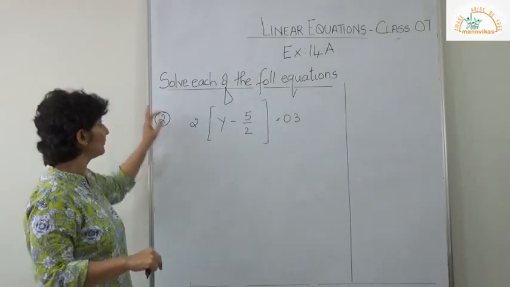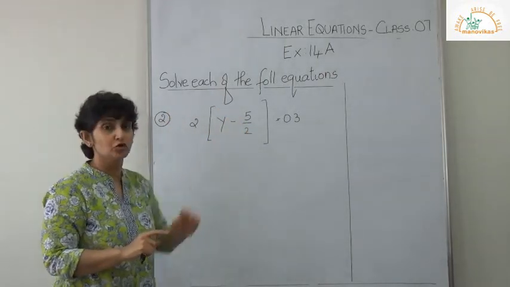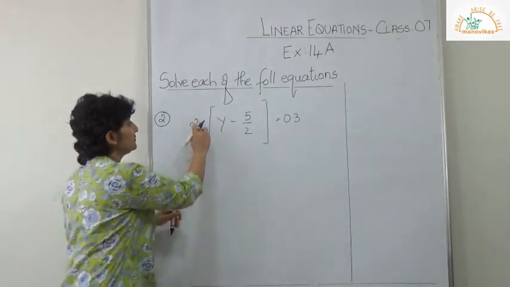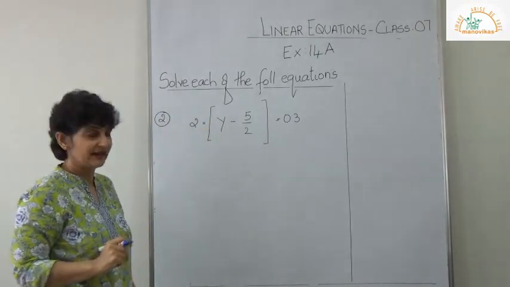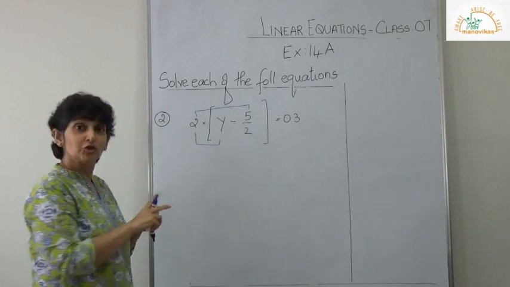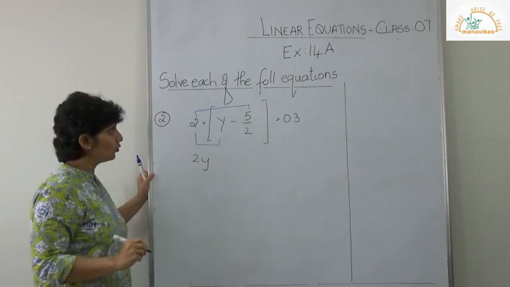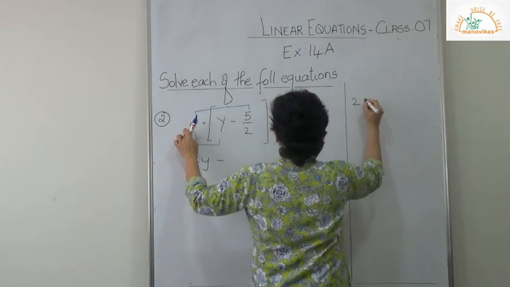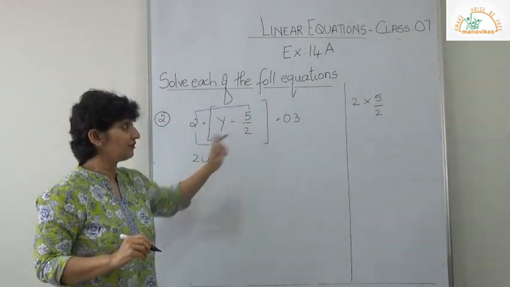Question 2, or the second sum of exercise 14a. I have 2 within the bracket y minus 5 upon 2 is equal to 0.3. I just told you, children, what does it mean when there is nothing here? Correct. It means you need to multiply. Correct. So I have 2 into y minus 2 into 5 upon 2. So let's rewrite it. What do I get? I get 2 into y gives me 2y. Then what is here? Minus. Then I have 2 into 5 upon 2.